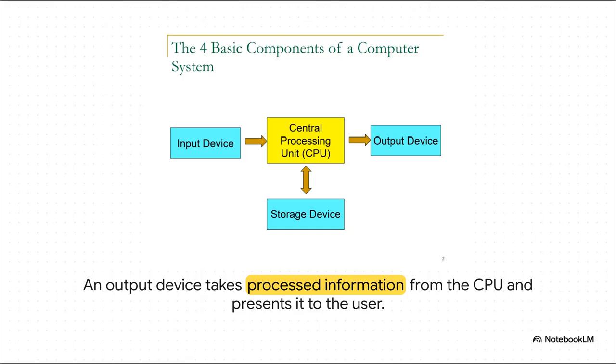Okay, so let's break this down. A computer system basically has four parts. You've got your input devices, like a keyboard, a storage device, and the CPU, or central processing unit, which is kind of the brain of the whole operation. And that final piece of the puzzle, that's the output device. Its whole job is to take all that data the CPU has been crunching and serve it up to us in a way we can actually understand.